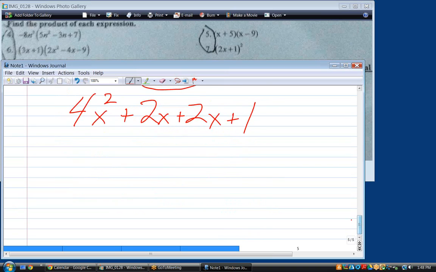Now combine like terms. So it'd be 4x squared plus 4x plus 1. Good.